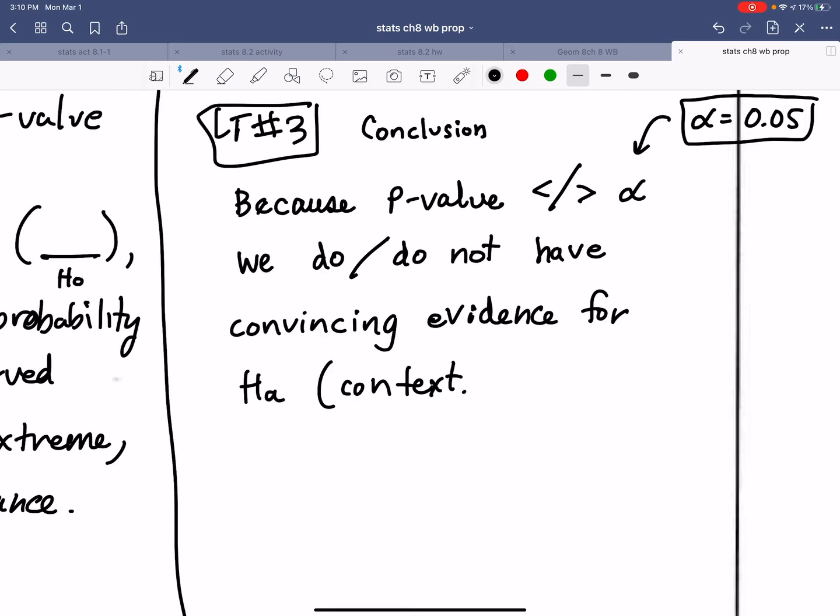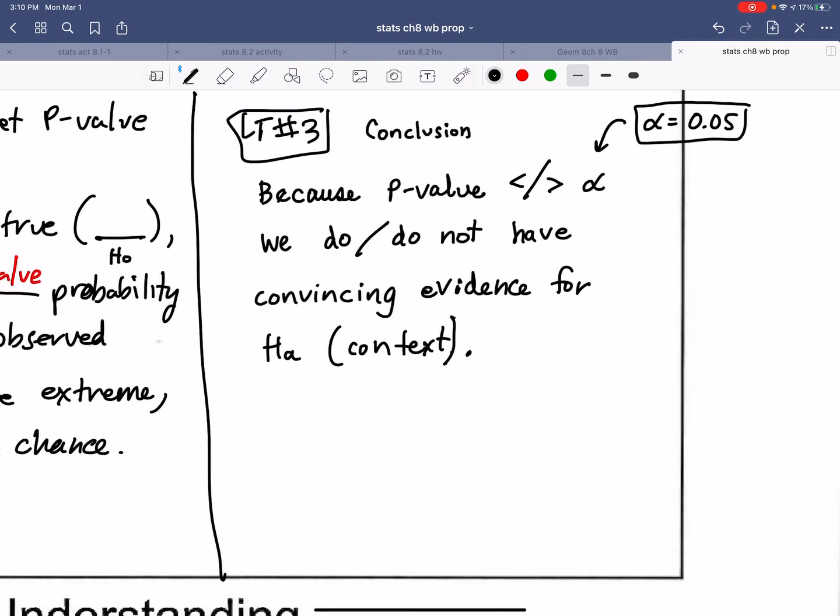So if it's about a basketball hoop, you have to say the word basketball in your answer or in your conclusion, or you're not going to get your points, right? So my two scenarios: either my p-value is going to be less than alpha, so that means I do have convincing evidence. That will allow me to reject H sub 0.